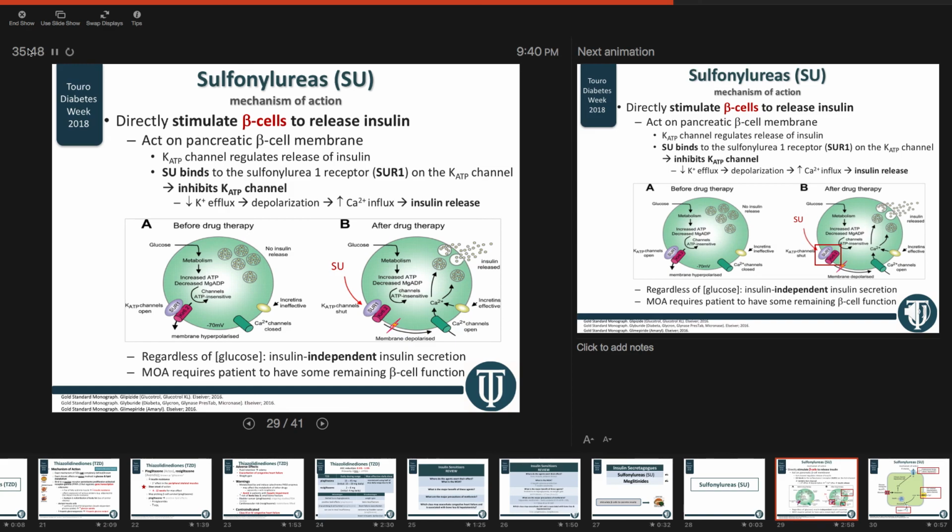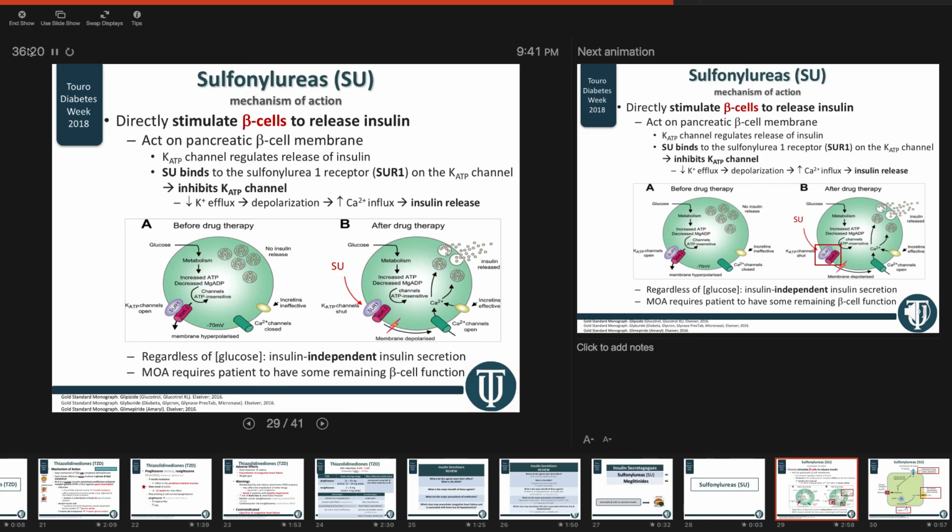Sulfonylureas directly stimulate beta cells to produce insulin. So how do they act? Let's take a look at this diagram here. First, sulfonylurea would bind to this receptor, the so-called sulfonylurea 1 receptor, on the potassium channel, which is ATP-sensitive.